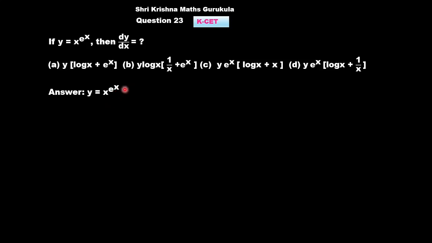So in such cases, we have to do logarithmic differentiation. That is, we have to differentiate after taking logarithms. So we'll take log to both sides. That will give us log y is equal to log of x to the power e power x.